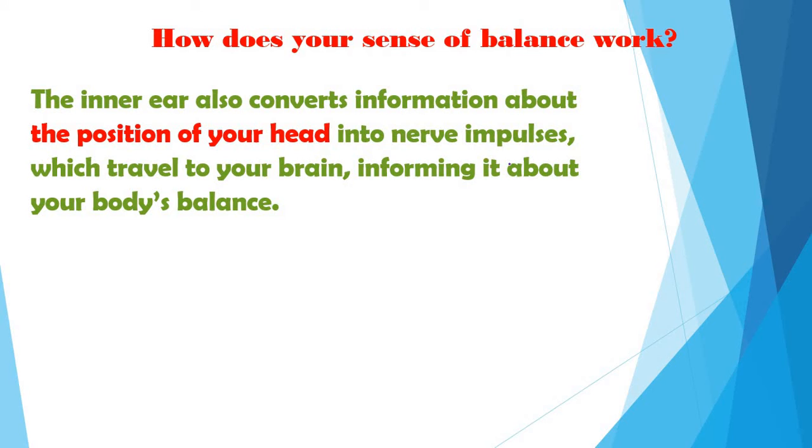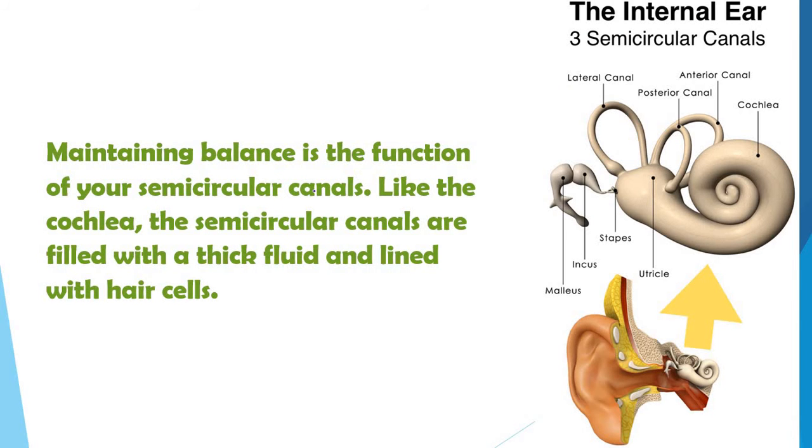So what about the second function of the ear, which is maintaining your balance? The inner ear has another job besides transferring electrical impulses to the brain. It can readjust the position of your body by sending information about the position of your head as nerve impulses, or electrical impulses, which travel to your brain, informing it about your body's balance. The main parts responsible for maintaining this balance are the three semicircular canals.